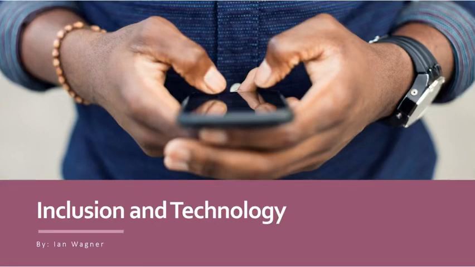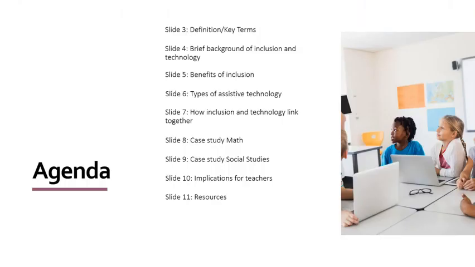EDU 747. My name is Ian Wagner, and I decided to do my research project on inclusion and technology. Before we get started, I just have a brief agenda, just for an overview of what I will be going through in this presentation. Slides 1 and 2 were just the opener and the agenda.